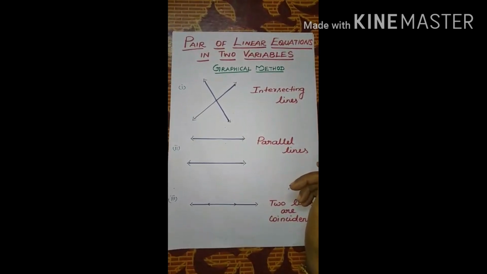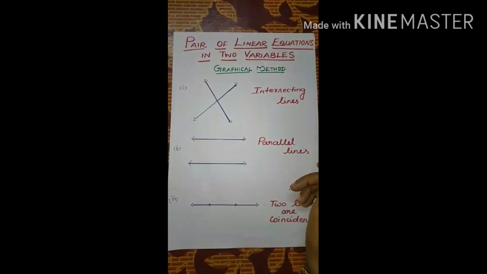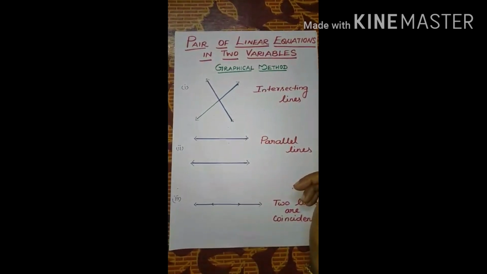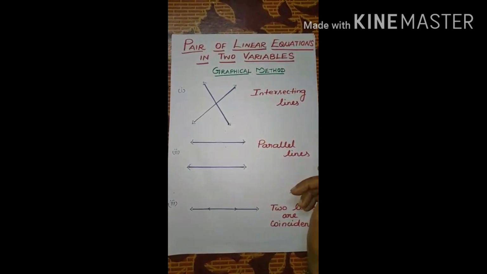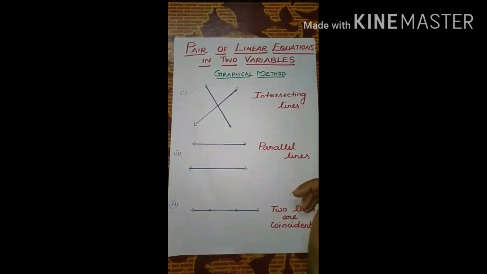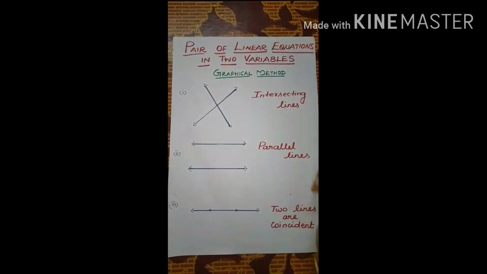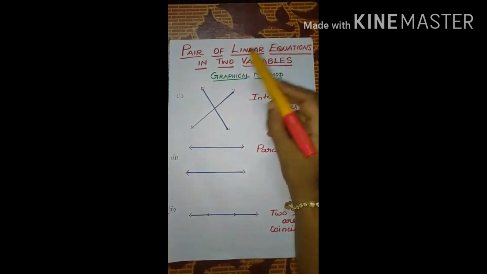What is a linear equation? A polynomial of degree 1 is called a linear equation. We have three types of linear equations. The first one is a linear equation in one variable, then a linear equation in two variables, then a linear equation in three variables also. Now we are going to take linear equations in two variables.